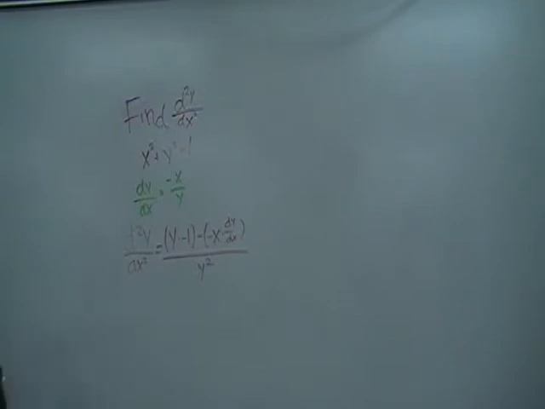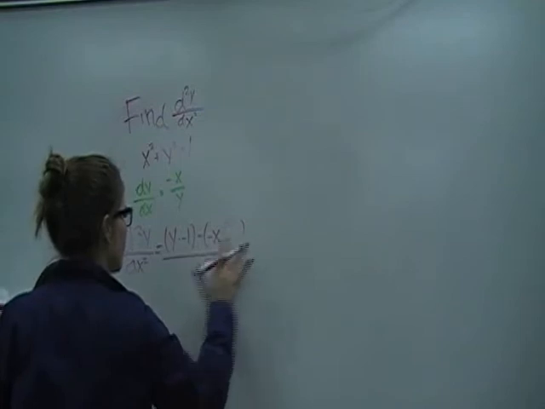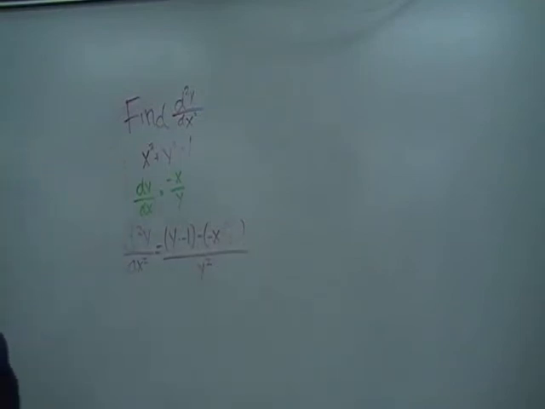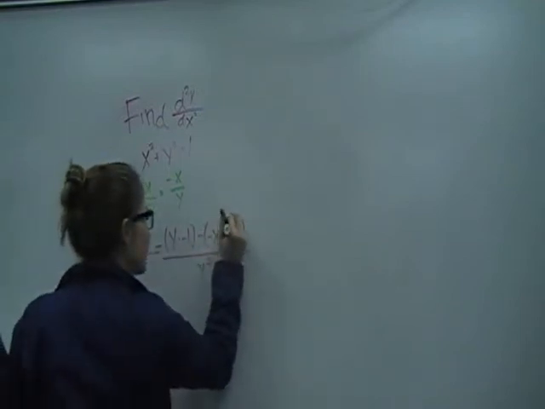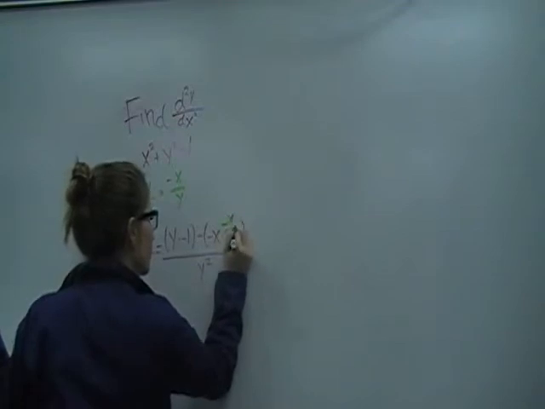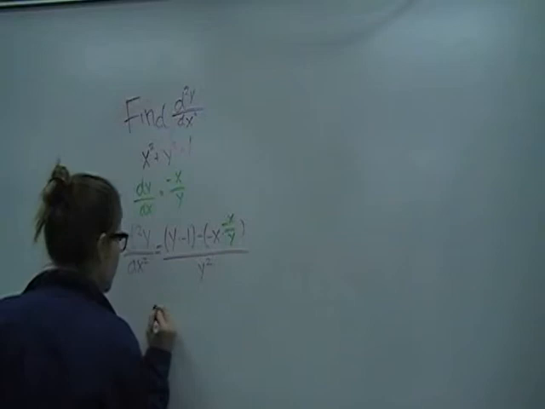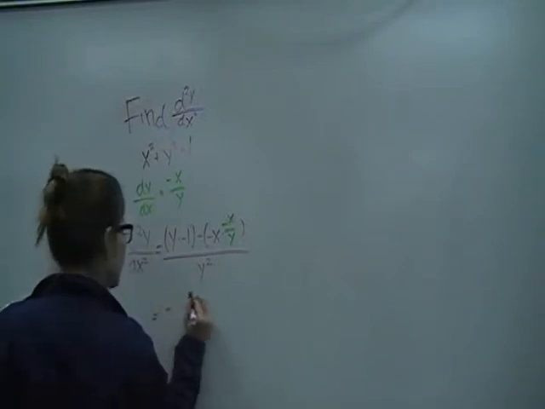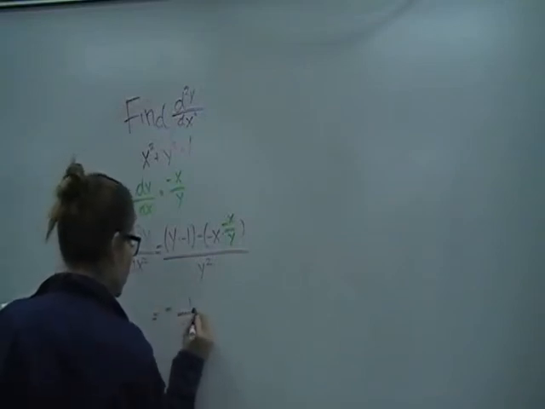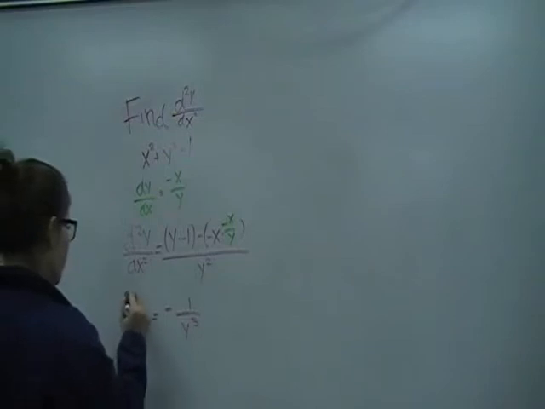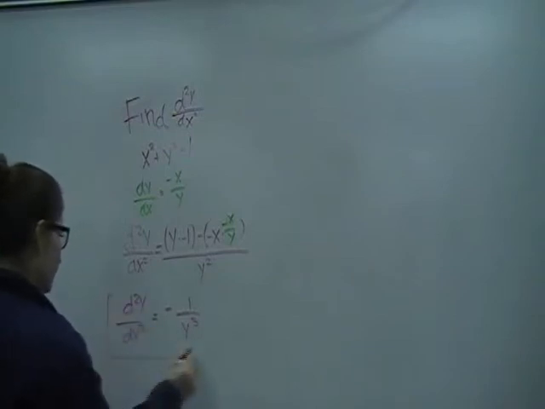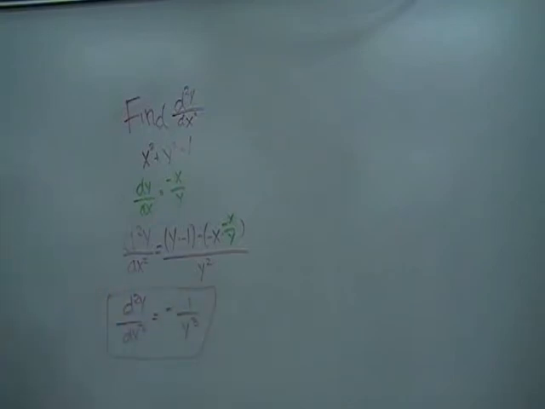Now you plug in dy/dx and simplify to find your second derivative. Your second derivative is negative 1 over y cubed. That is how you find the second derivative of a function.